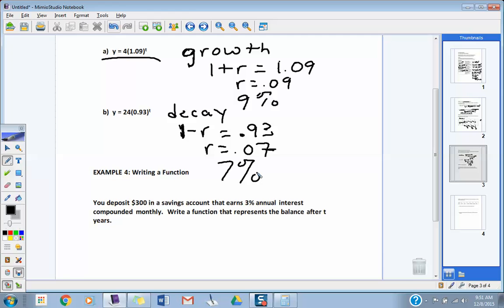So here's the deal. This example is going to be important because we're going to compare it to the next example and see what's going to be the better option for us. Here we're getting 3% compounded how? Monthly. All right, and we'll see how that compares to what we look at here in example 5 in a second. But this is that goofy formula.